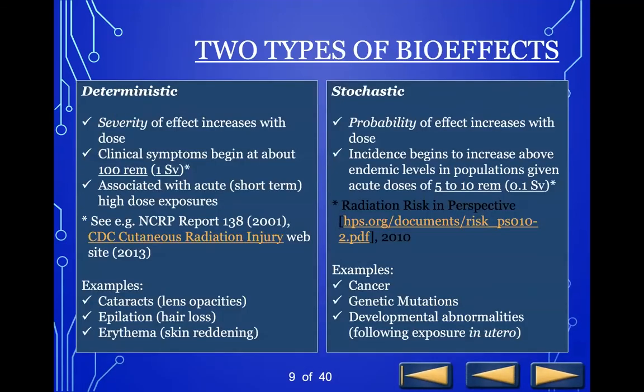There are two types of bioeffects. The first is deterministic, which means the severity of effect increases with dose. The clinical symptoms begin at about 100 rem, associated with acute or short-term high-dose exposures. Examples of these are cataracts, epilation, and erythema. The second is stochastic, which means the probability of effect increases with dose. Incidence begins to increase above endemic levels in populations given acute doses of 5 to 10 rem. Examples of this include cancer, genetic mutations, and developmental abnormalities.